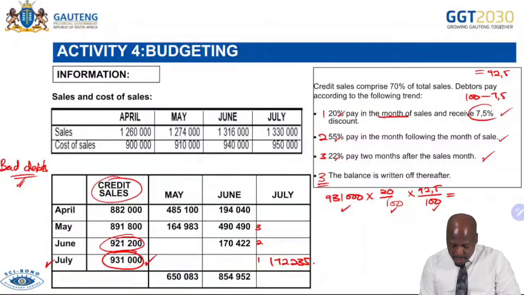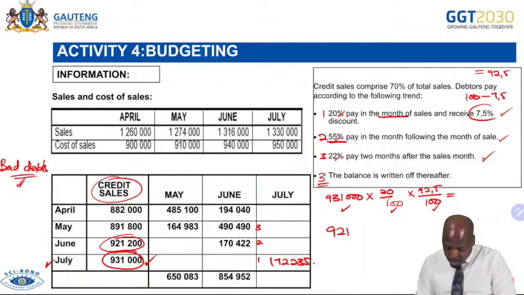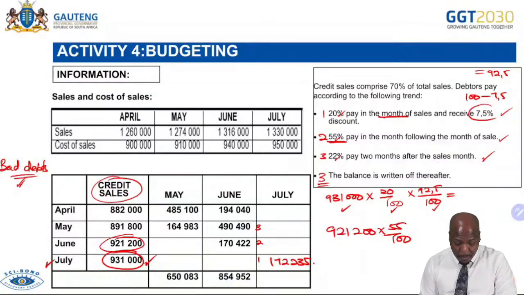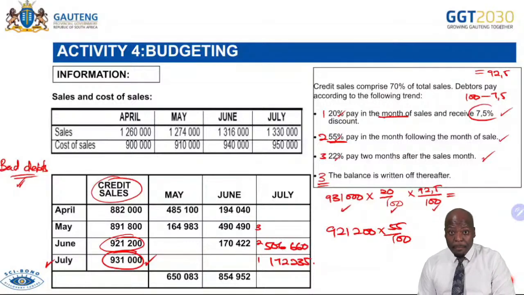The next one then is June. When I come to June, I'm going to look at number 2, which is 55%. So I'm now going to say 921,200 multiplied by 55 over 100. How much do you get for that? You get 506,660. Okay, I'm going to move on to the next one, which is number 3, where you have 891,800.